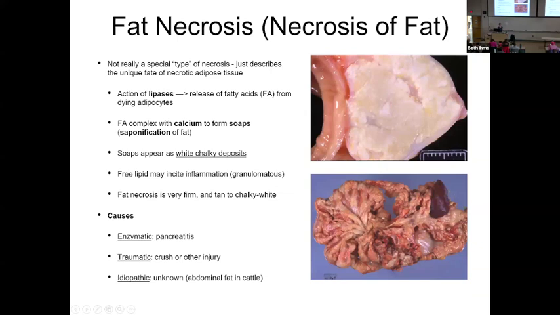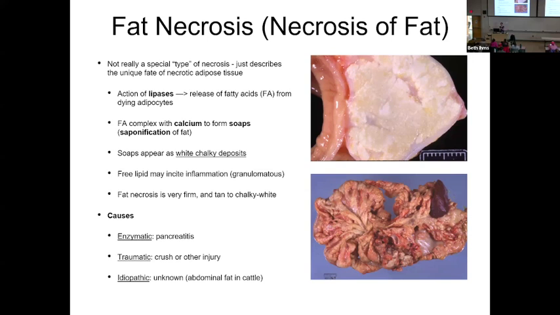All right, next type of necrosis is fat necrosis, aka necrosis of fat. So this isn't really a special type of necrosis, it's just how we describe fat when it becomes necrotic. Fat as in adipocytes, not as in fatty liver. This only happens in fat as in adipose. So fat has a lot of lipases in it, inflammatory cells, a lot of lipases to release your fatty acids from your fat so you can metabolize them.